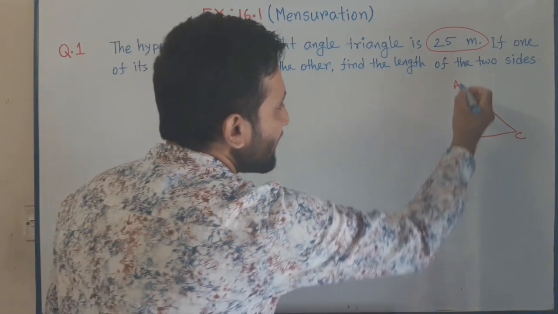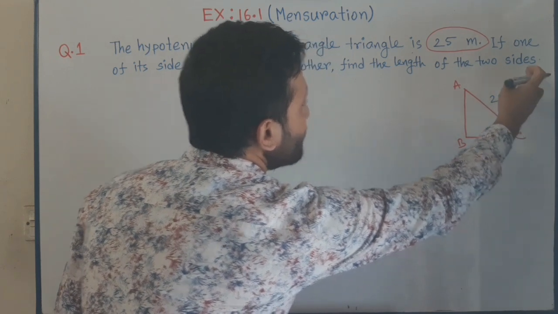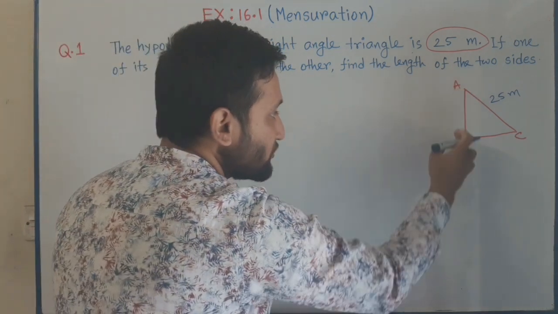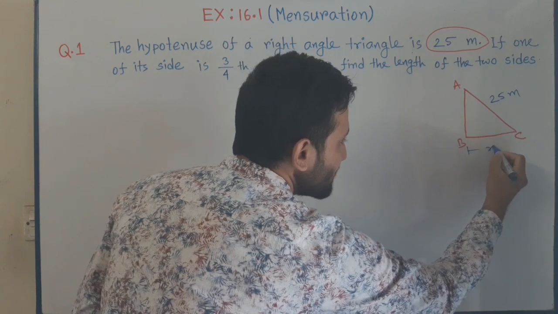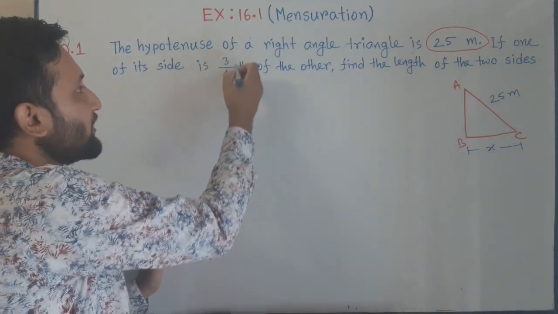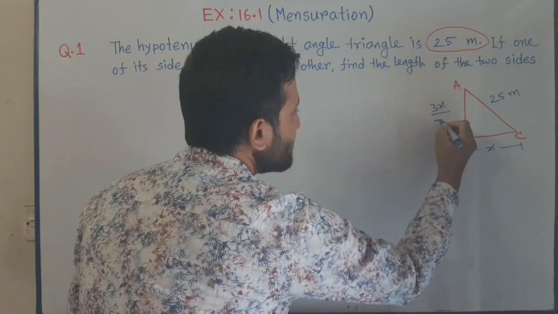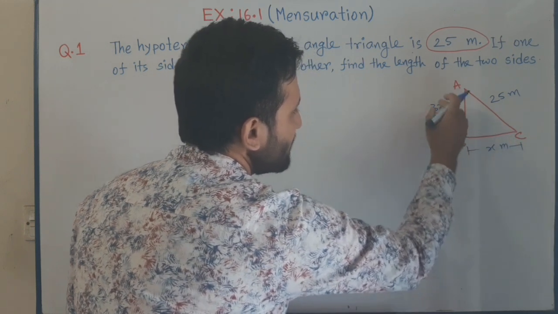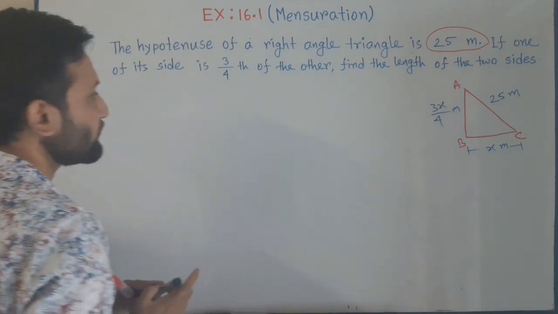Hypotenuse AC, the length is 25 meter. If one of its sides is 3/4 of the other, so we can say that the other two sides are AB and BC. If one side is x, then according to the question, the other side must be 3x/4 meter. If one side is x meter, the other side must be 3x/4 meter. Okay, now follow the solution process.